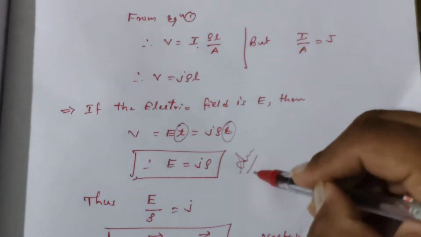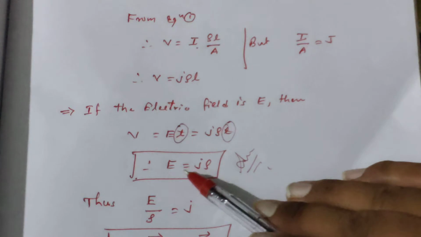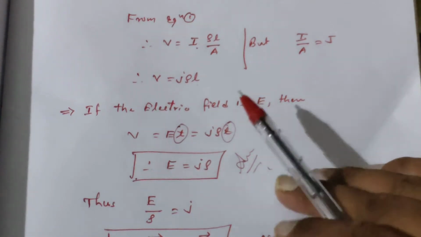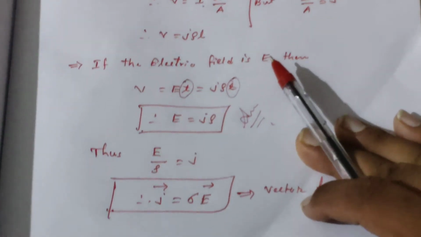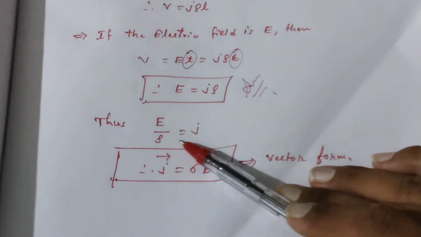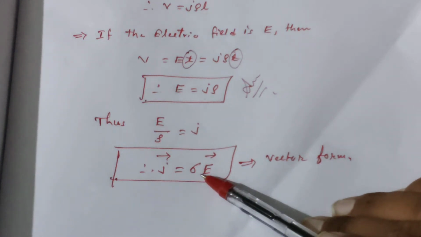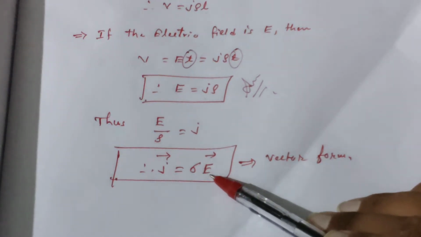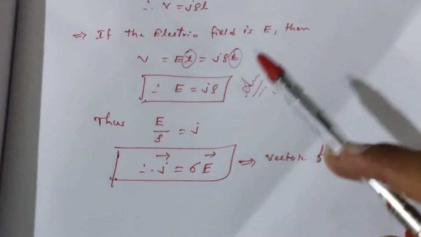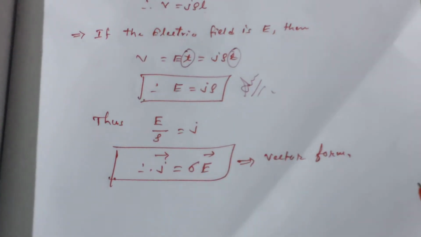This is the answer for our theory. This is the relation between electric field and current density. Now going one step ahead, E upon rho equal to J, but 1 upon rho is conductivity, sigma. So J equals sigma into E, another equation we are getting for electric field. Both equations are valid over here.